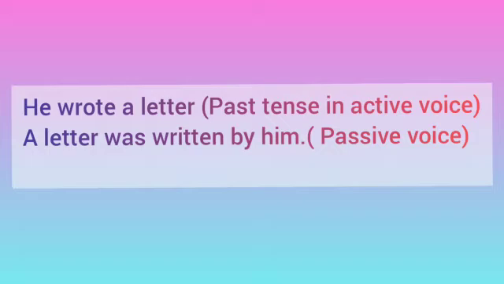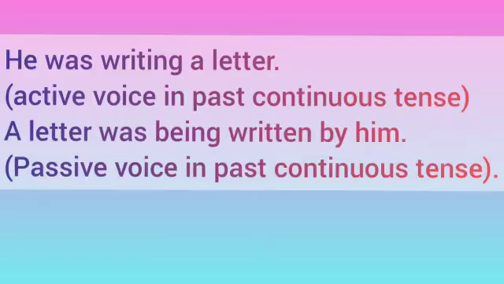Now, if the sentence is in past tense, he wrote a letter: A letter was written by him. If it is in past continuous, like he was writing a letter: A letter was being written by him. All this, what is happening? Subject plus the tenses like was, were, plus being plus past participle, that is verb 3.